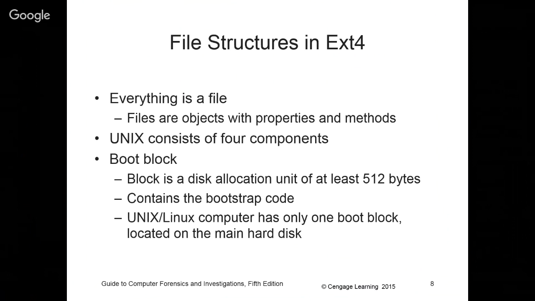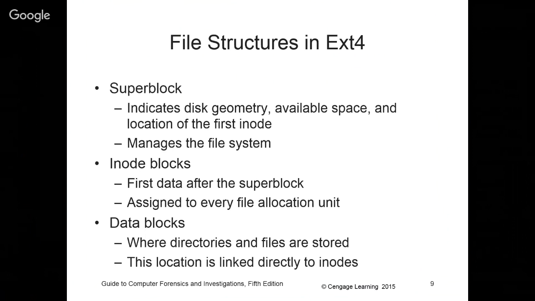Unix consists of 4 components. The boot block is an allocation of 512 bytes and contains the bootstrap code. Linux has only one boot block, located on the main disk. The superblock holds the disk geometry, the space, and the location of the first inode, and manages the file system.